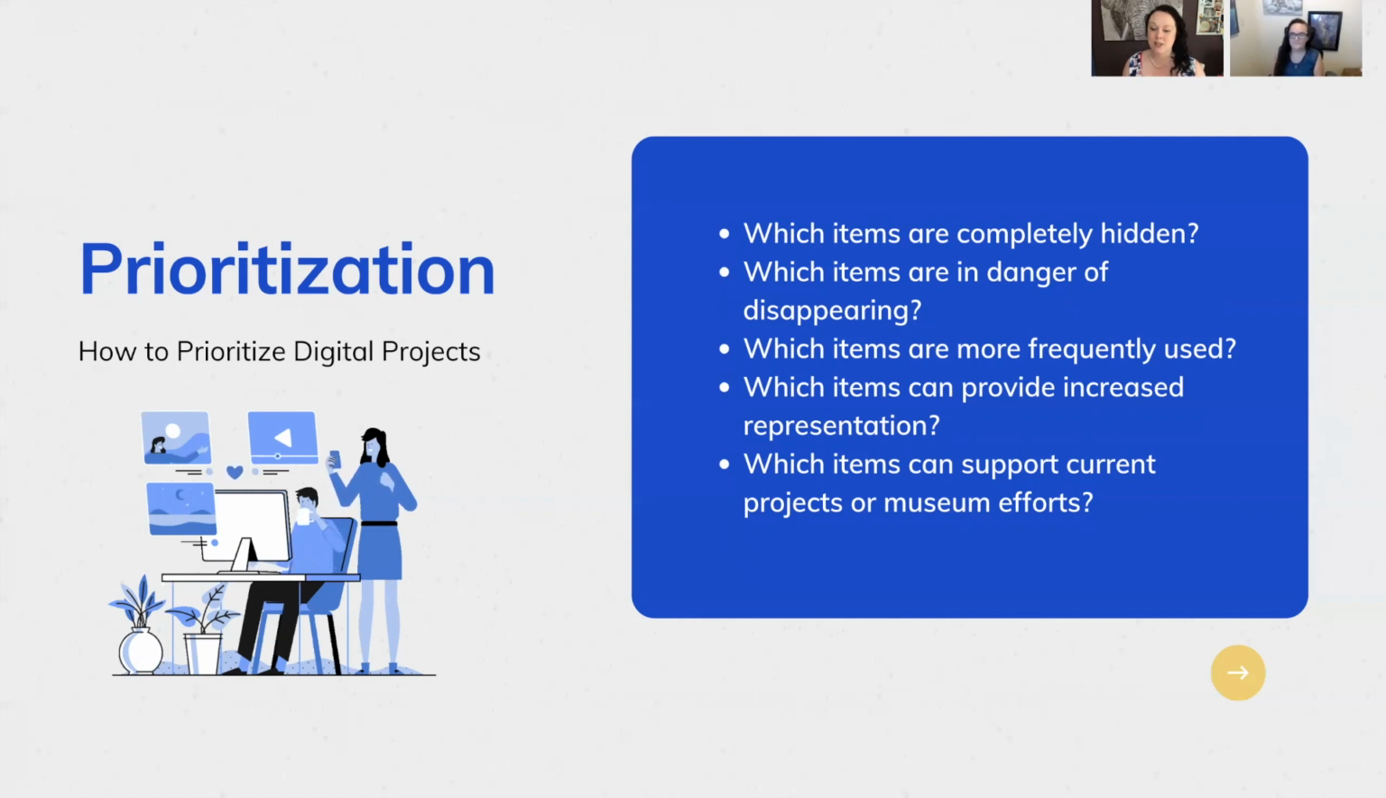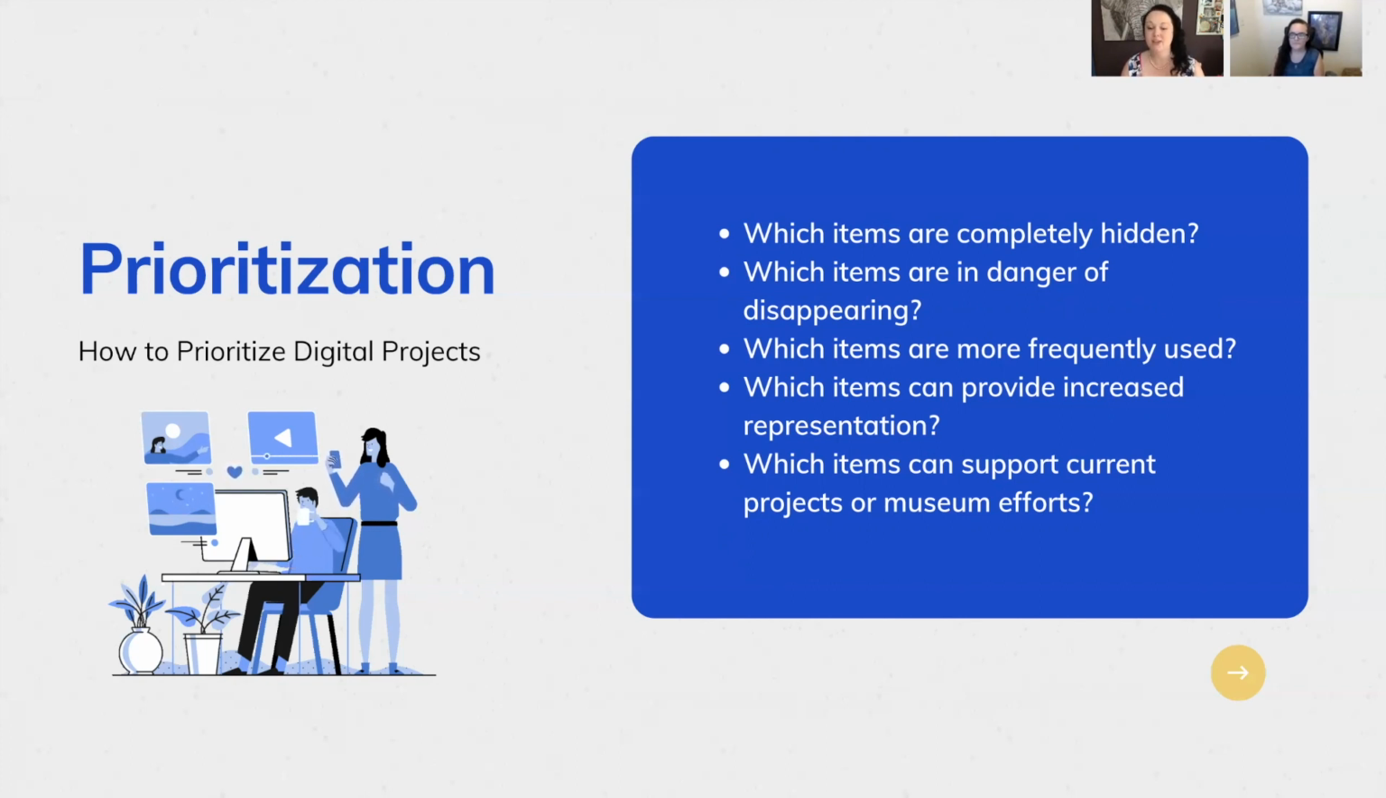Which items are in danger of disappearing? And disappearing is sort of a non-alarmist word for which ones are deteriorating at a very scary rate, or may not be able to be digitized for much longer. So I'm thinking of negatives, where the emulsion on the negative is deteriorating at such a rate you're not going to be able to scan it again. So thinking about those things in terms of urgency, what are items that are at most risk?